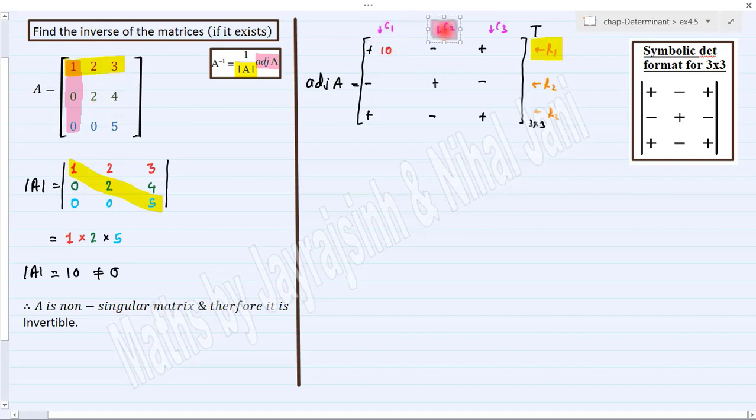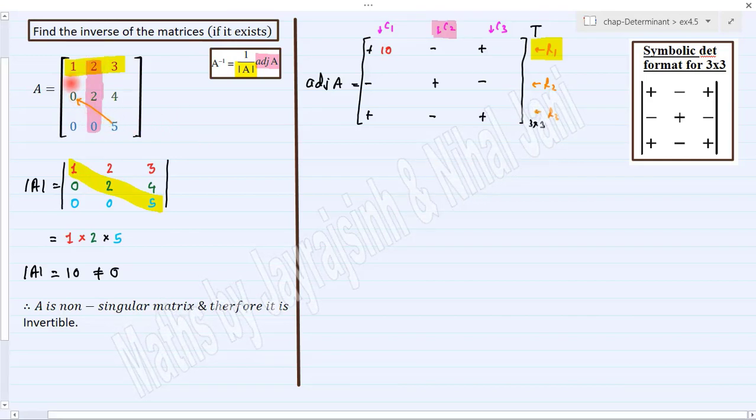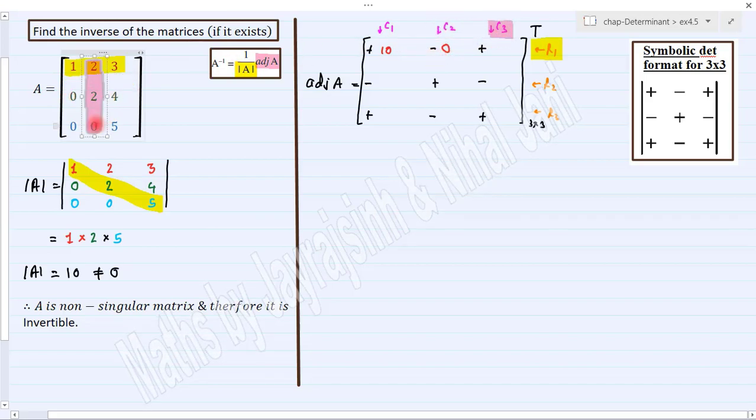Then your next element is in second column. So ignore first row and second column. So you'll get 5 zeros are 0 minus 0 4s are 0. So 0 minus 0 will give us 0. And the last element is in last column. So 0 multiply with 0 minus 0 multiply with 2 will give us another 0. So here we'll get 0 minus 0, or we can say 0. So we get elements of first row.